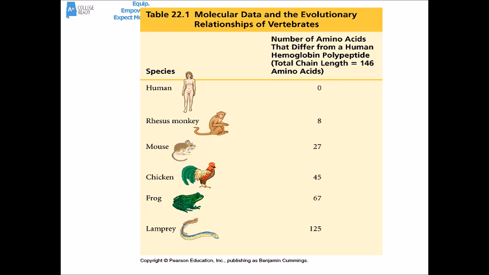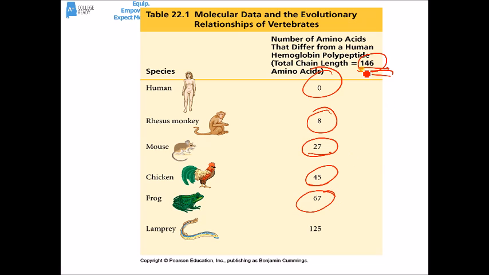Here we see a comparison of the amino acid sequences in hemoglobin, one of the proteins in your blood, the main one that carries oxygen for us. So if you compare human amino acid sequences in the hemoglobin protein to other humans, there are 0 differences. Compare that to monkeys, there are 8 amino acids different out of 146 total. With mice, there are 27 different out of 146. Chickens, 45 out of 146. Frogs, 67 out of 146. And lampreys, a type of jawless fish, 125 out of 146.